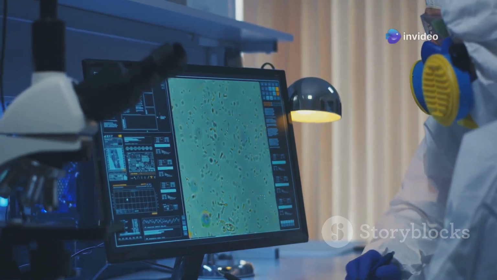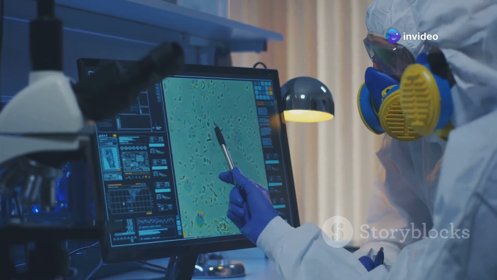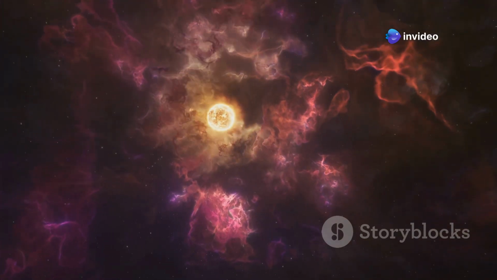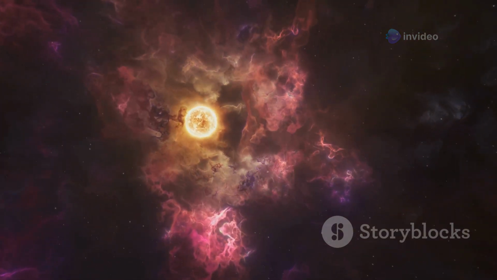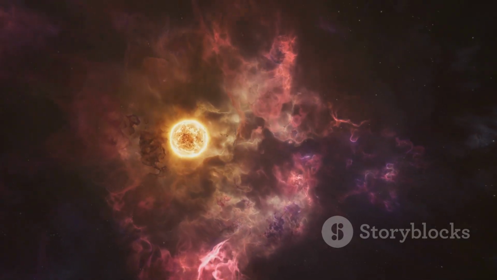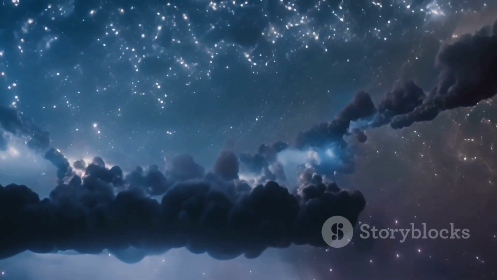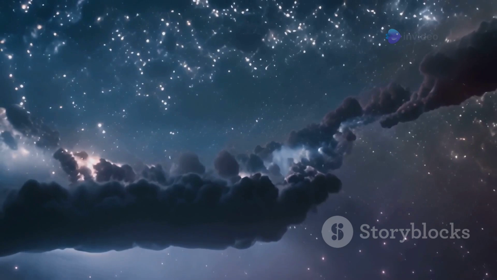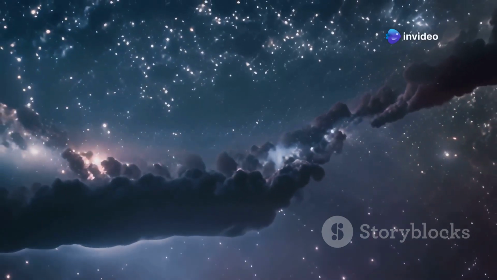Understanding the convective zone is crucial for unraveling the mysteries of the cosmos. It helps us understand how stars are born, how they live, and how they eventually die. It also provides insights into the formation of planets, the evolution of galaxies, and the ultimate fate of the universe.